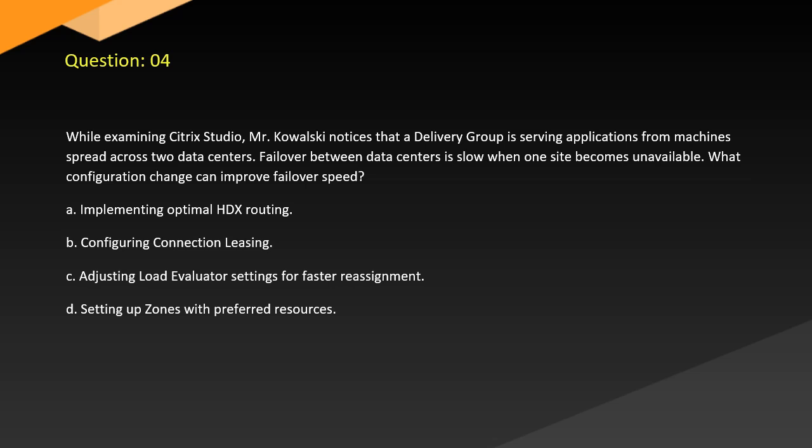Question 4. While examining Citrix Studio, Istokolsky notices that a delivery group is serving applications from machines spread across 2 data centers. Failover between data centers is slow when one site becomes unavailable. What configuration change can improve failover speed? A. Implementing Optimal HDX routing. B. Configuring connection leasing. C. Adjusting load evaluator settings for faster reassignment. D. Setting up zones with preferred resources.